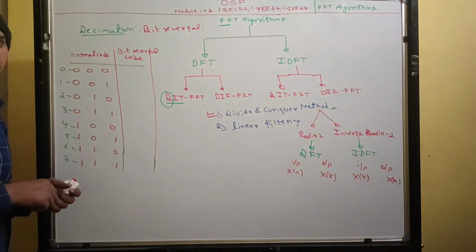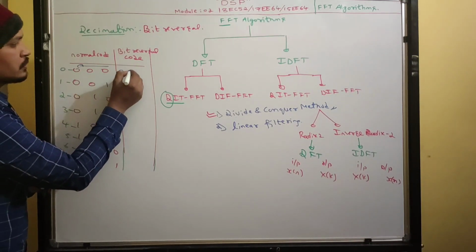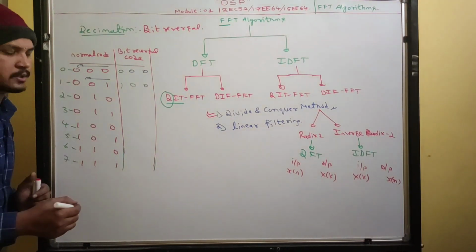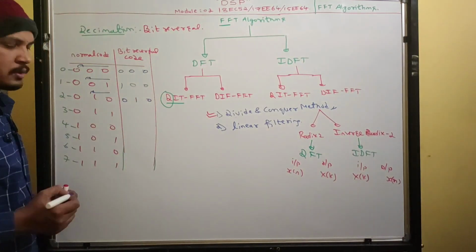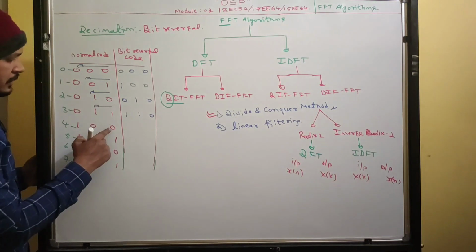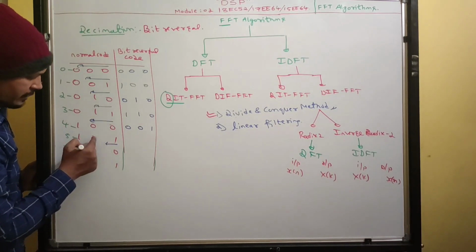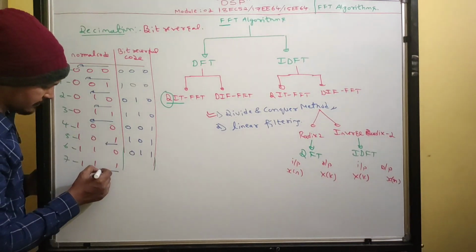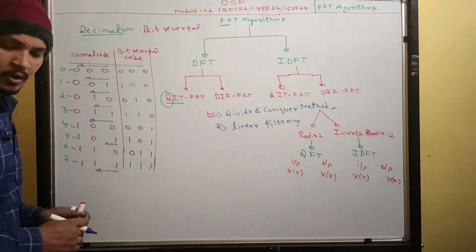Now bit reversal order means whatever is written, you write in reverse way. 000 in reverse order is 000. Then 001 reversed is 100. Next, 010 reversed is 010. Next, 011 reversed is 110. Then 100 reversed is 001. Next, 101 reversed is 101. Then 110 reversed is 011. And the last one, 111, reversed is 111. Now this is the bit reversal code.